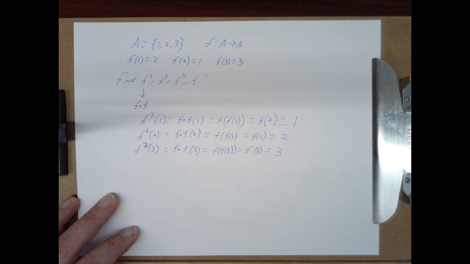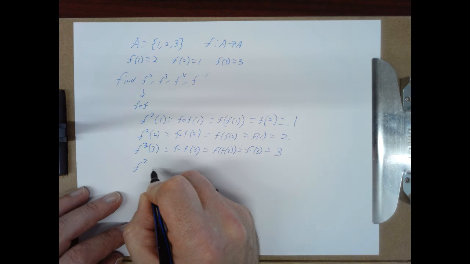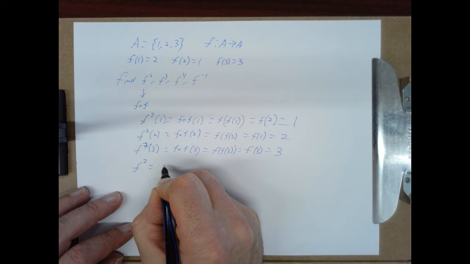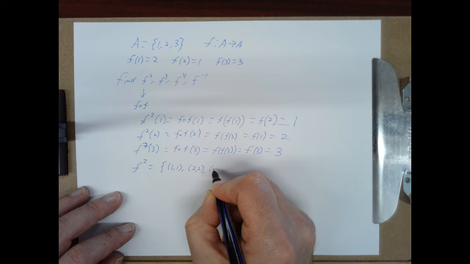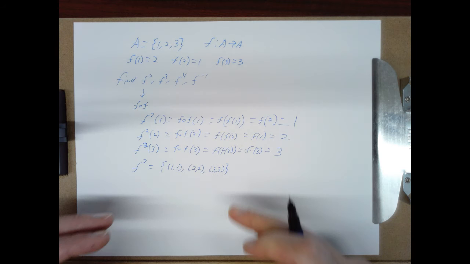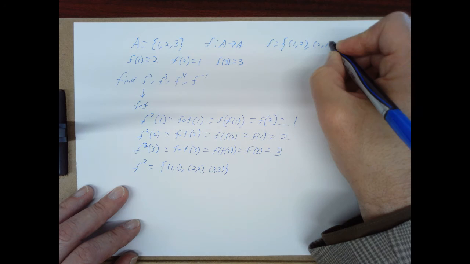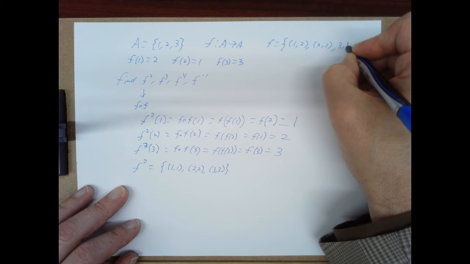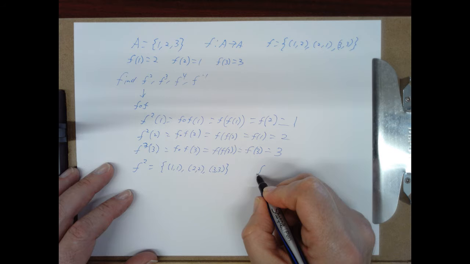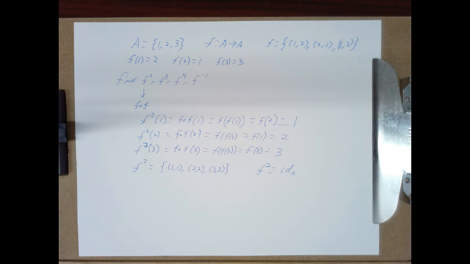And you could write it like this, or you could write it as a set of ordered pairs, like this. And if we were using this notation, we could have written f as a set of ordered pairs: 1 goes to 2, 2 goes to 1, and 3 goes to 3. You could also express f squared by saying f squared equals the identity on set A, because that's what the identity does. It carries every element to itself.